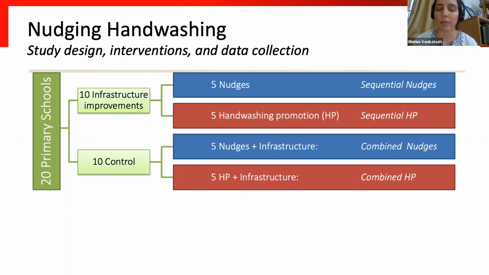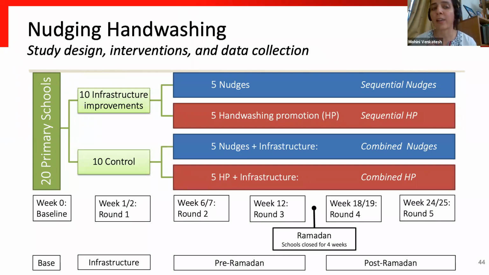There were 2 arms to the study. 10 schools received infrastructure improvements at the get-go, and 10 schools were controls for the infrastructure improvements because we wanted to compare just the simple act of including an infrastructure. We then introduced in each of these groups nudges and hand washing promotion interventions, either sequentially, which means one after the other, like you see in the infrastructure group, or as a combined intervention in the control group, nudges with infrastructure or hand washing promotion with infrastructure.